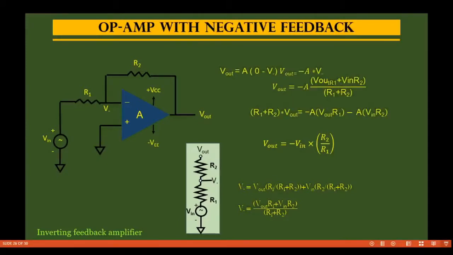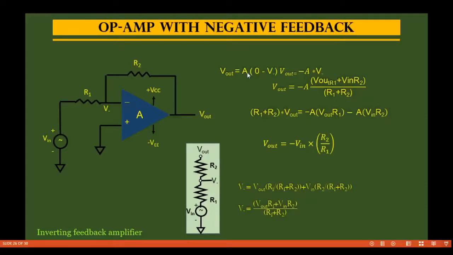In case of the inverting feedback amplifier, we'll again calculate the value of the voltage gain. Here we are feeding the input through the input resistance at the negative terminal of this voltage divider network, and we have grounded the non-inverting terminal. So this is the voltage divider network I have made here. This is V out, this is V in, R in, and we are measuring the V negative here.